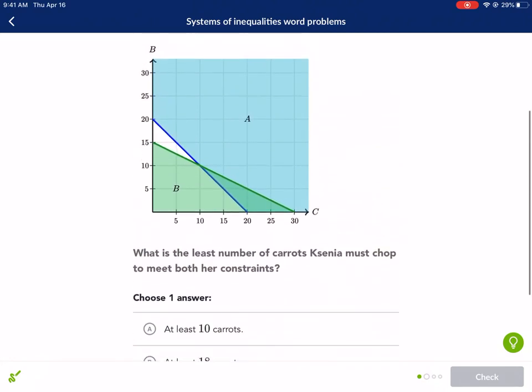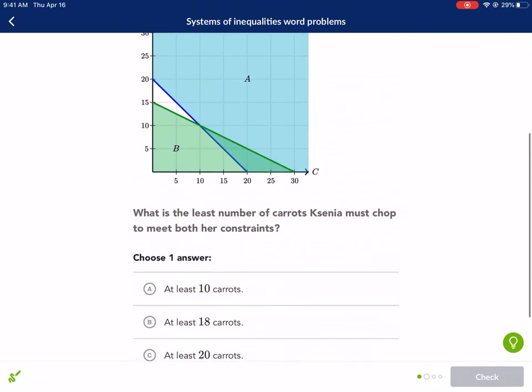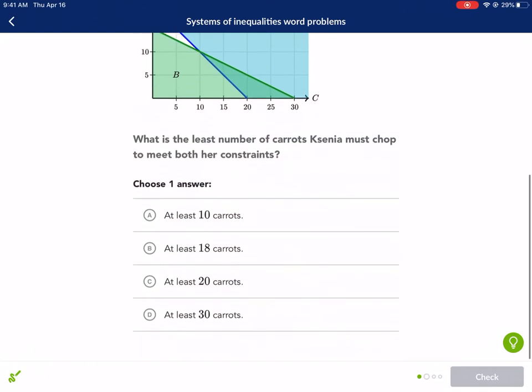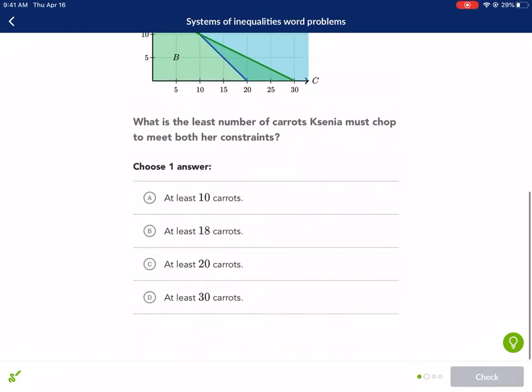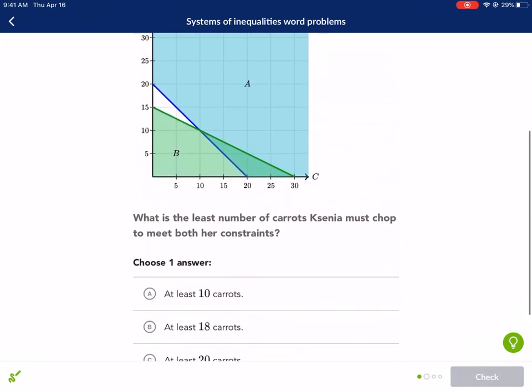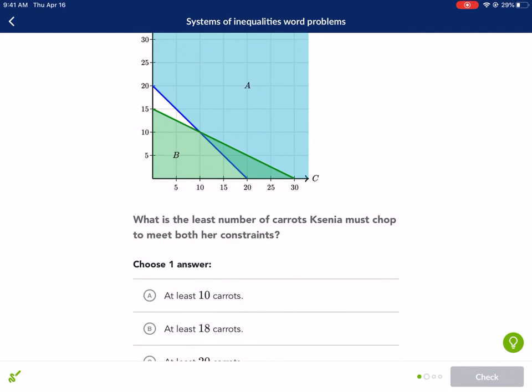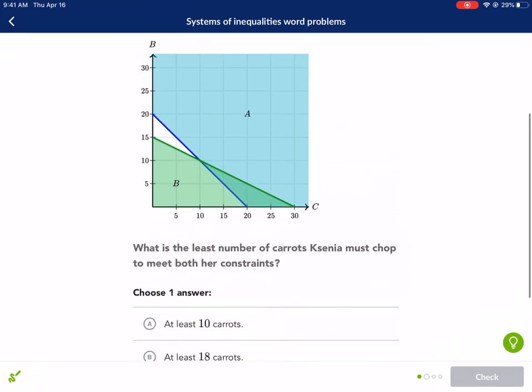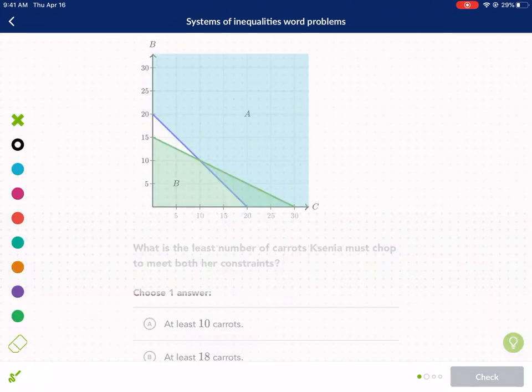Now, when we're talking about meeting both constraints, that means we're looking for the intersection of these 2 shaded regions, okay? So where do you see an intersection of the 2 shaded regions of B and A? Well, it's anywhere you see this dark green here. So let me get out my pencil, okay? Anywhere you see dark green. So that's in this area right here, okay?